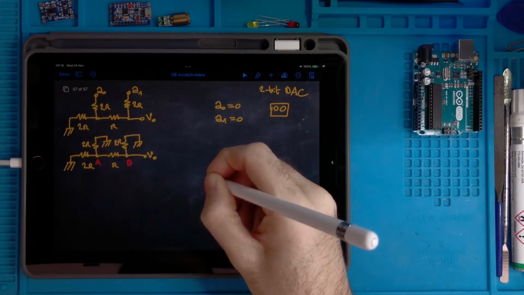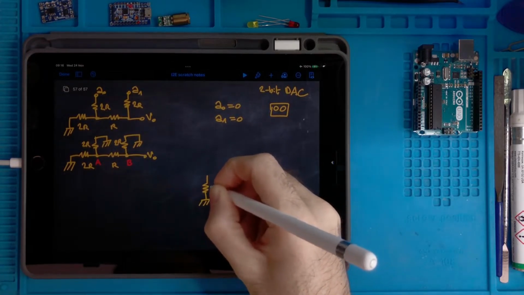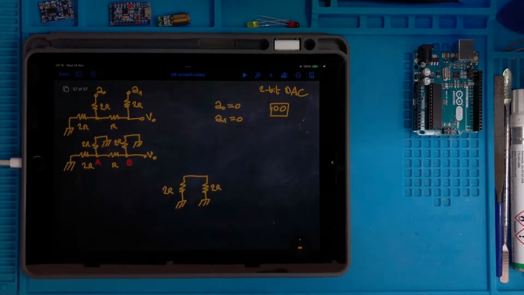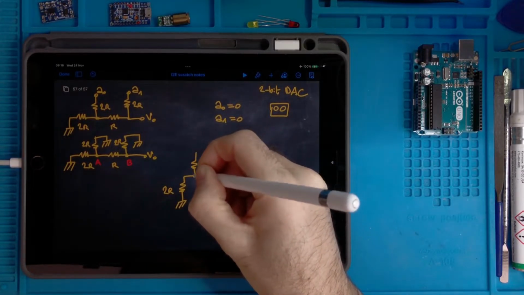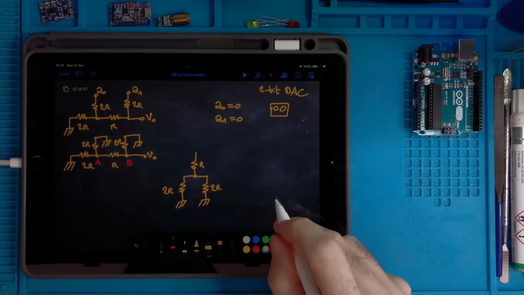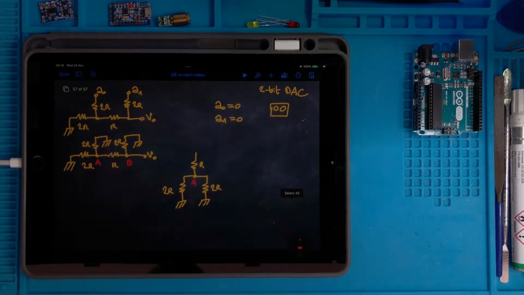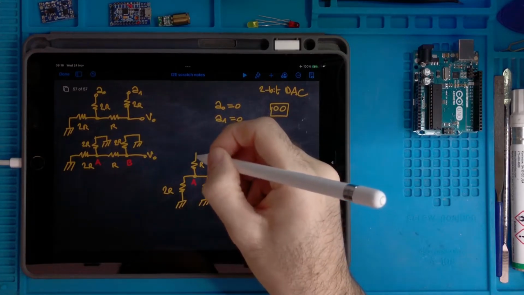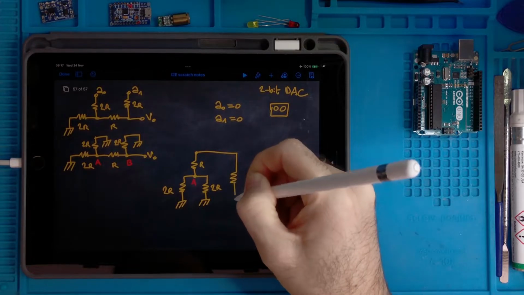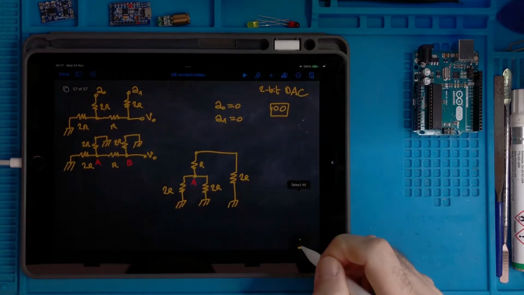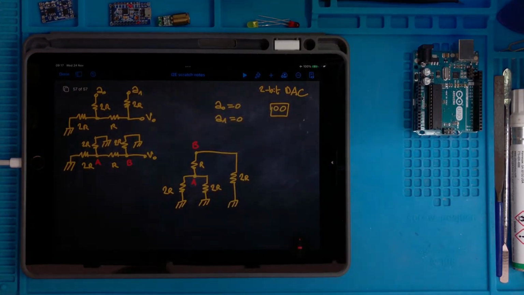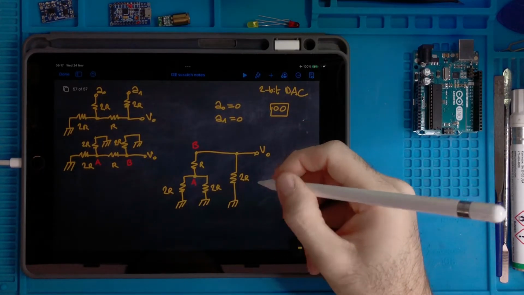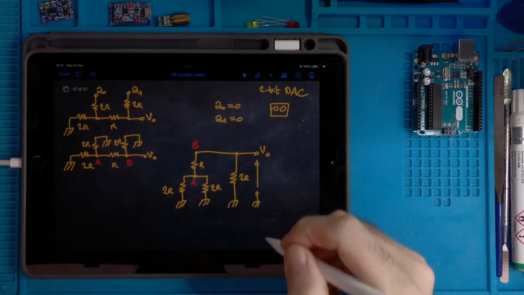So here we have this resistor 2R, then we have this resistor 2R, then we have this resistor R, and this is the node A. Then we have another resistor like this, whose value is 2R, and this is the node B, which is also our output, the output. So we want to understand this case.